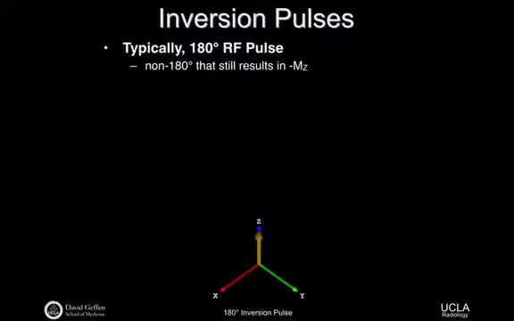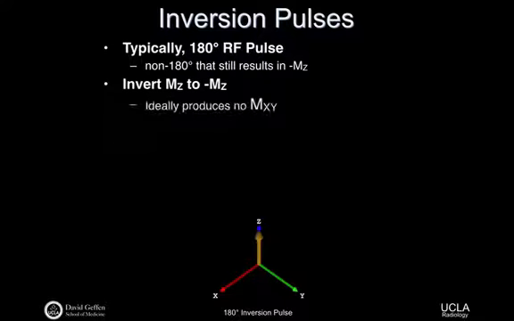In principle, we're trying to invert our MZ magnetization, right? We take it from its positive orientation at equilibrium, and we can invert it to have a negative value, if you will. You could have less than 180. It would still be called an inversion pulse as long as you get below the transverse plane, so you still get some inversion of your magnetization. So 91 degrees is an inversion pulse. Not a very good one, but it would count. Again, the point is to invert our MZ to minus MZ.